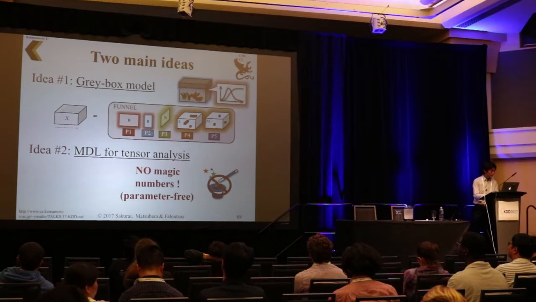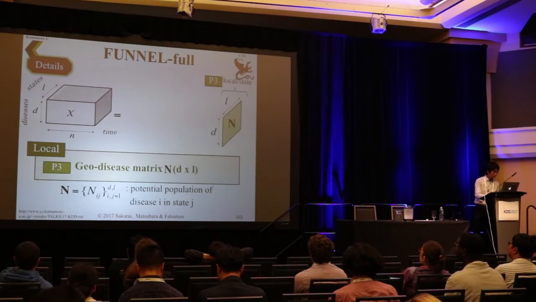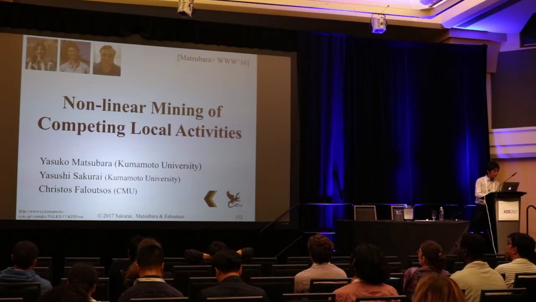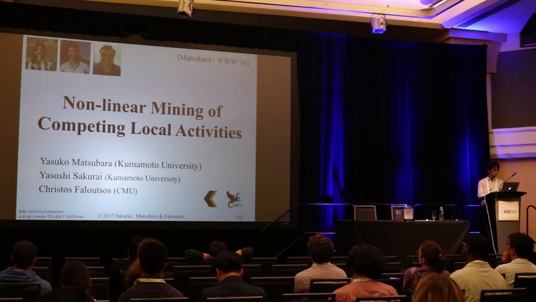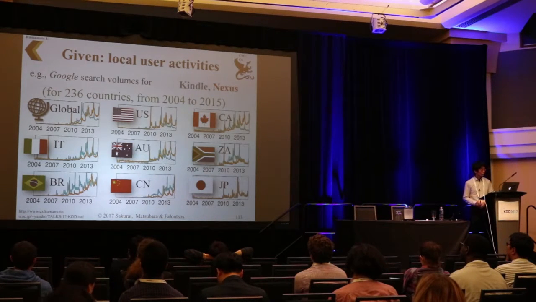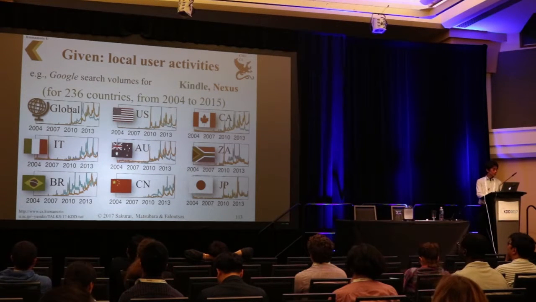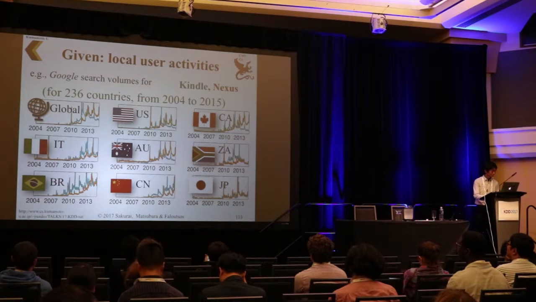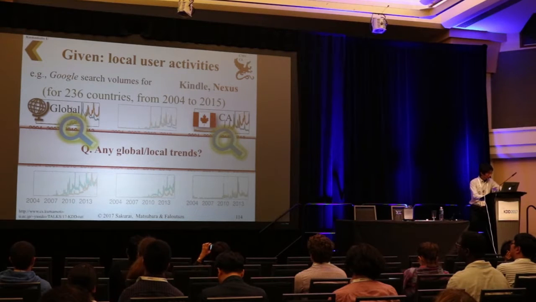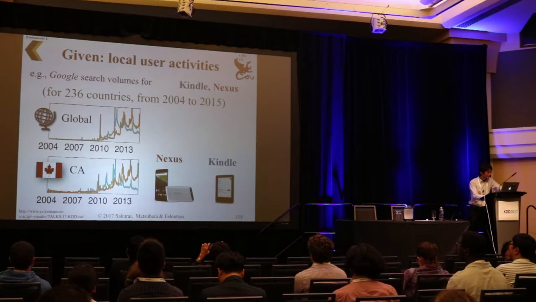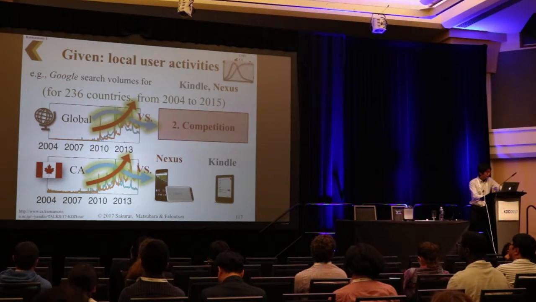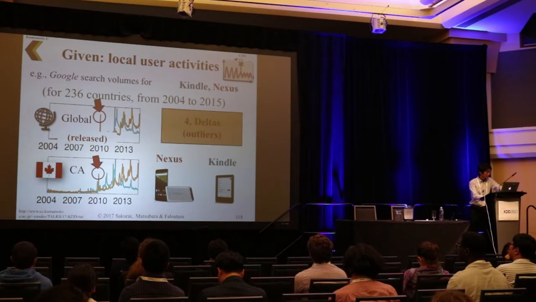We are running out of time, so let me skip this. Another example is competition. Given local user activities, like Google search volume for Kindle and Nexus for 236 countries, we want to capture not only the global trend but also the local trend, and also exponential growth, competition, seasonality, and delta.